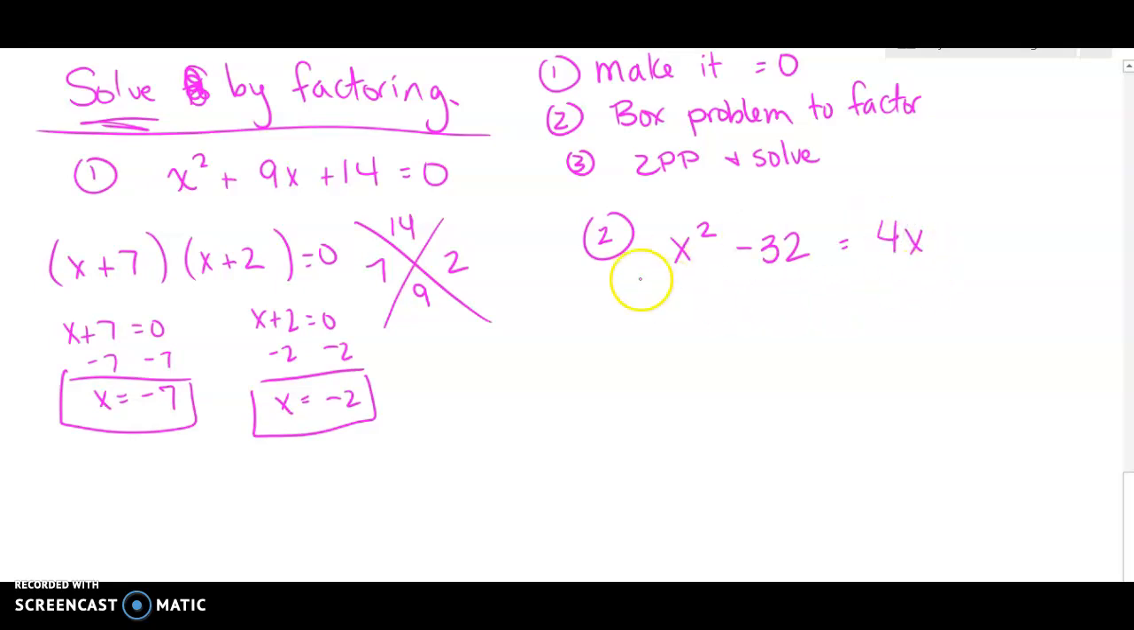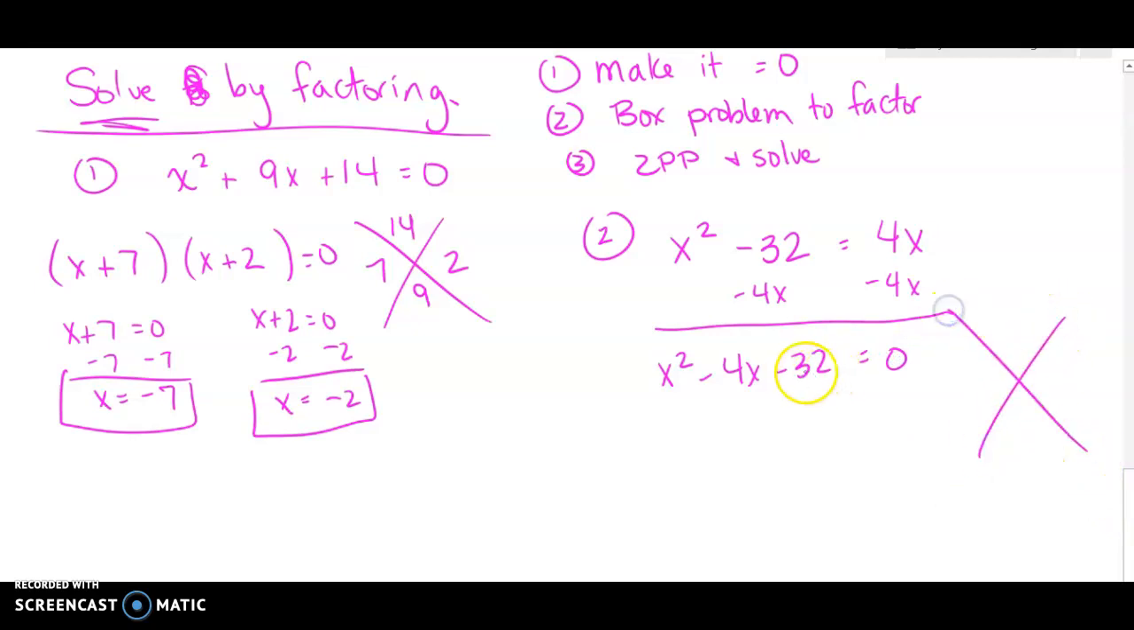All right, so for this particular problem, we want to make it equal to 0. It's not. It's equal to 4x. We're going to move it by subtracting 4x from both sides. When we rewrite this left side, put it in descending order. So it's going to go x squared, then a minus 4x, and then the minus 32 equals 0. Now we can do our box problem. It's got to multiply to be negative 32 and add to be negative 4.